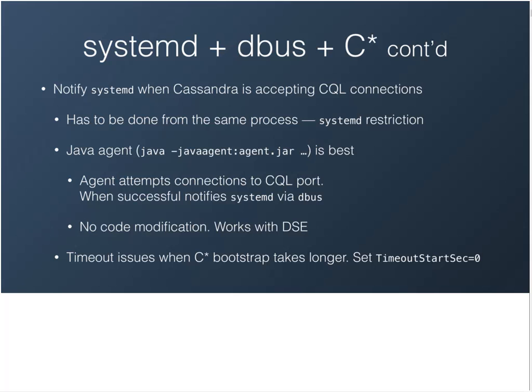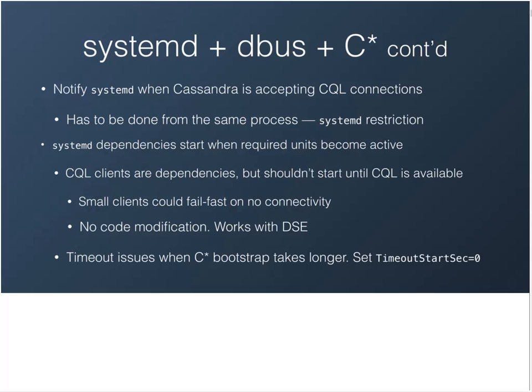The only disadvantage of this is that the unit will stay in activating, I think that's the state, depending on how long Cassandra takes before it allows CQL connections. It can take quite a long time. We've seen it take many hours if a node is trying to join a ring. So you have to set a timeout value in systemd, which I think defaults to 10 seconds or something, where if systemd doesn't receive notification from the process after 10 seconds, it just nukes it. You have to set that to 0, which disables it. Otherwise, if it takes hours to do this notification, systemd will just kill the process.